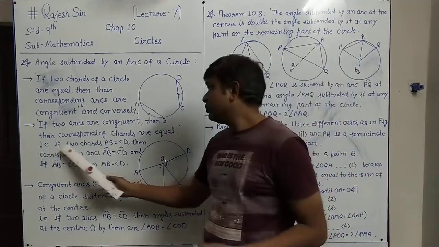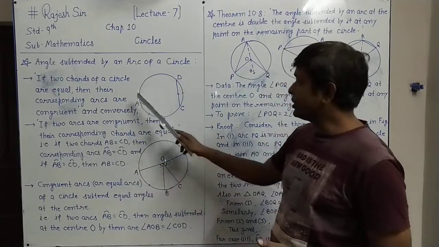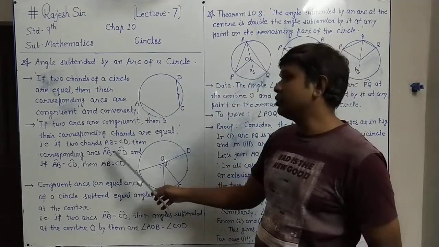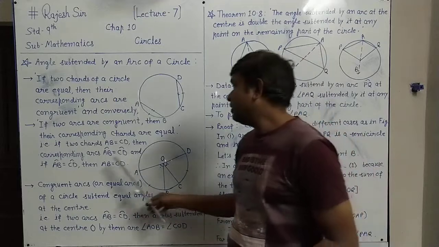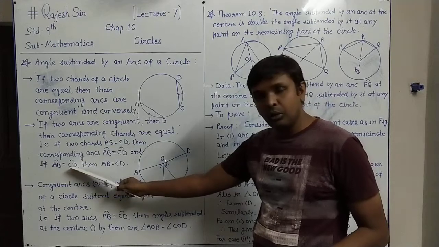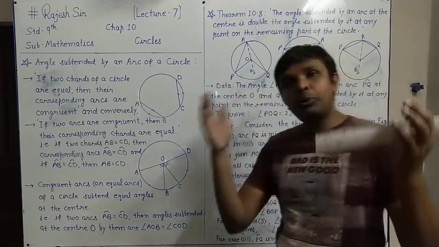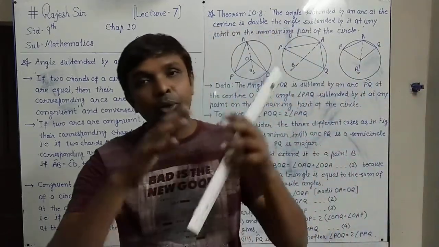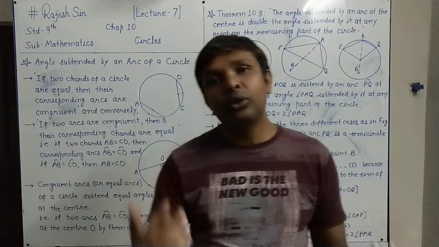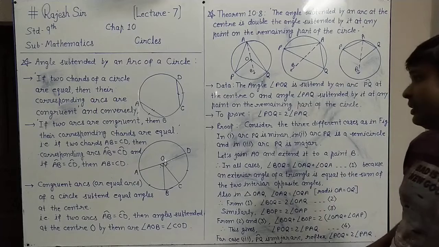From the figure, if two chords AB equals CD, meaning two chords are equal, then the corresponding arcs, arc AB and arc CD, are also equal or congruent. And conversely, if arc AB and arc CD are equal or congruent, then the corresponding chords are also equal. So if both chords are equal, the corresponding arcs are equal, and if two arcs are equal, the corresponding chords are equal. This is the note we have to understand and learn.